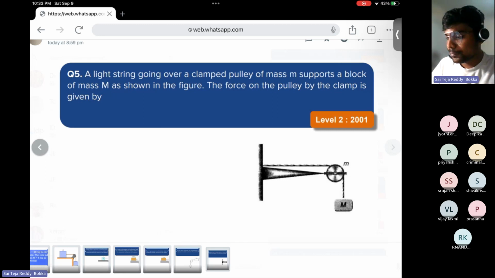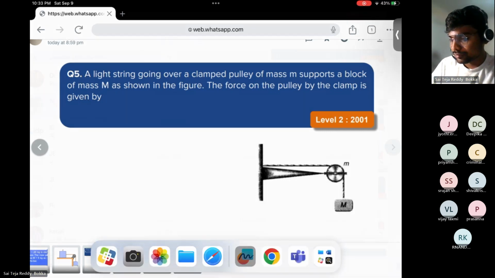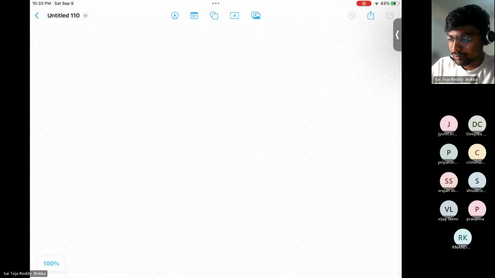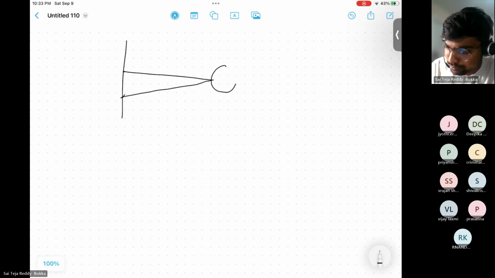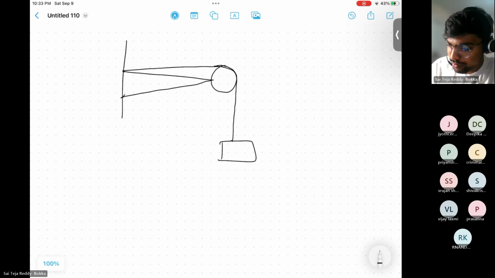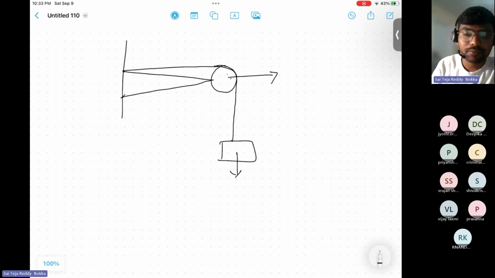I'll give you a small hint for this. So the question is here like this, right? Just divide the forces into a horizontal component and a vertical component. So what have they said in the question now?